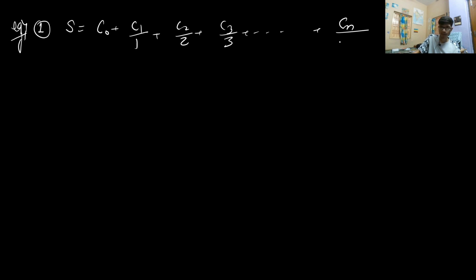Now I'm saying again that C0, C1 and so on are all the binomial coefficients of the expansion of (1 plus x) to the power n. If we are given these binomial coefficients, and you are asked the summation as C0 plus C1 by 2 plus C2 by 3 plus C3 by 4 and so on up to Cn by n plus 1. Okay, so this was the summation that is required to find in this particular problem.